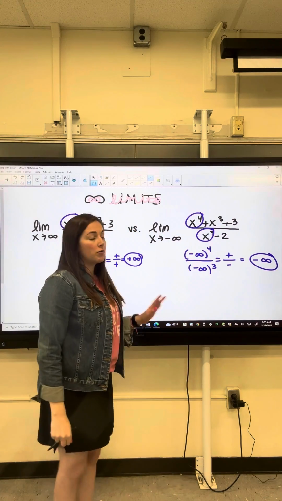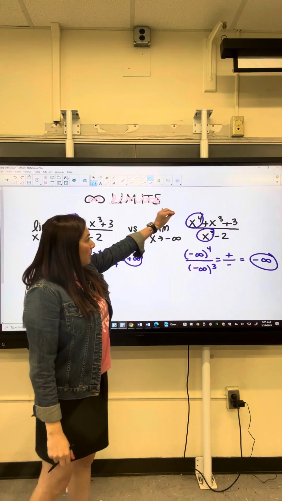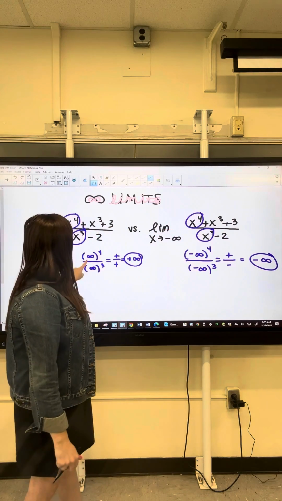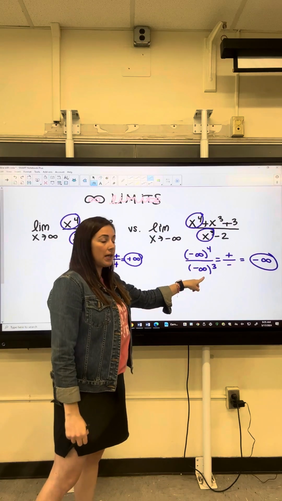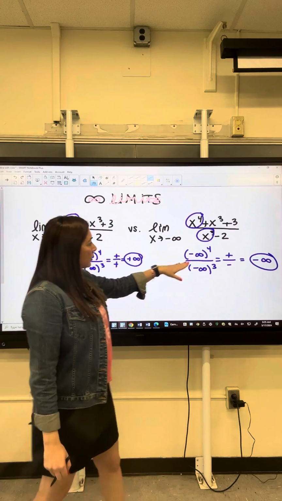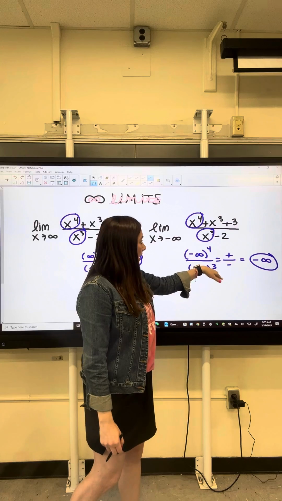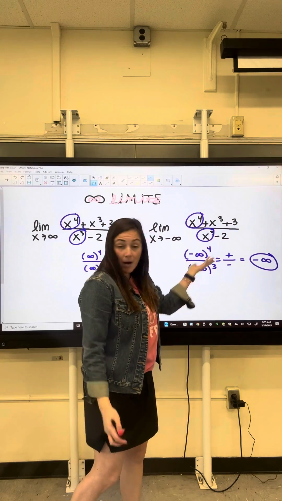So anytime you're approaching positive or negative infinity, step one, circle the highest powers. Step two, do my analysis where you actually plug in. And step three, determine if your answer is going to be positive or negative, depending on if you're multiplying or dividing positives or negatives.